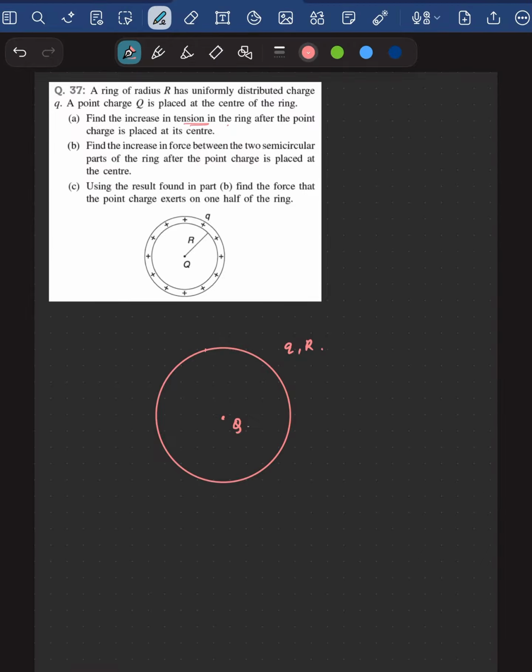So let me select a small portion of this ring which I'm exaggerating in this diagram. So let me select a small portion of this ring which subtends an angle d theta at the center, right? So you will have a dq amount of charge over here. We'll have a dq amount of charge over here. Now we know that this Q will be repelling this charged particle over here. It will be experiencing a repulsive force.